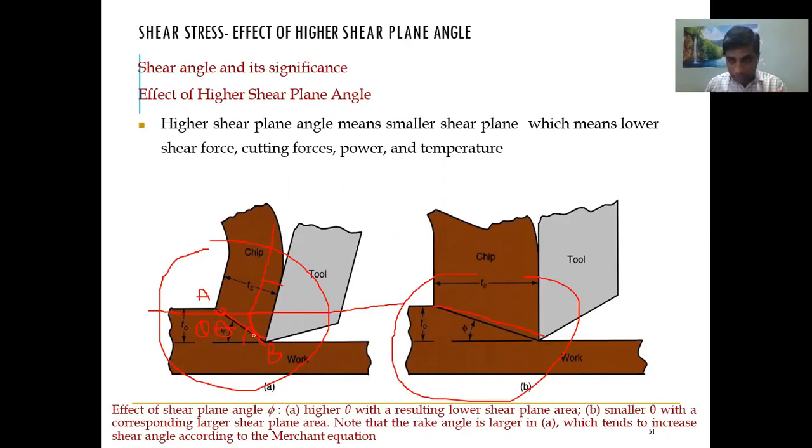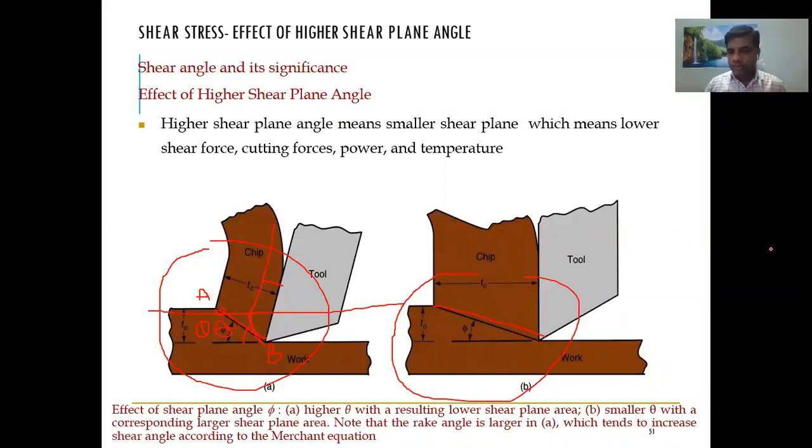So as chip thickness is decreasing, why? Because the length of the shear plane is decreasing. As the length of the shear plane is decreasing, the cutting force is decreasing, the power is decreasing, the temperature is decreasing. So that is the best condition. That's why we need to make sure that we have the shear plane size as small as possible, the angle as high as possible, and the length as less as possible.